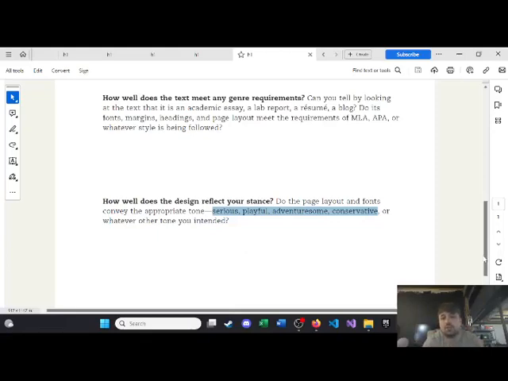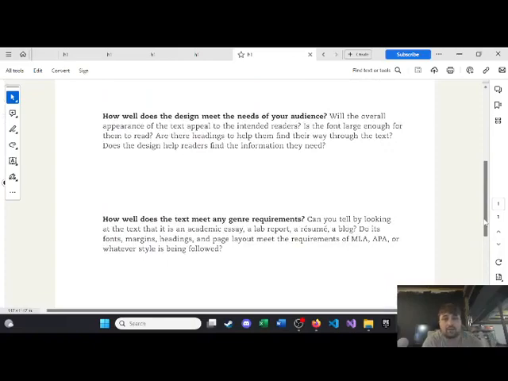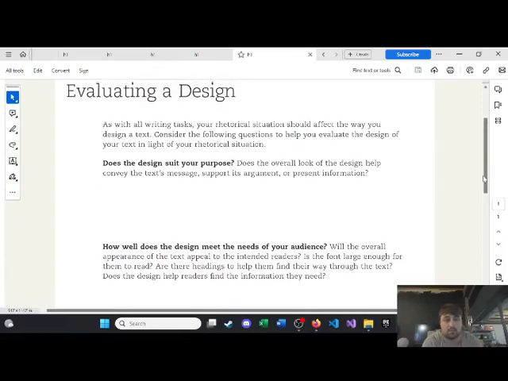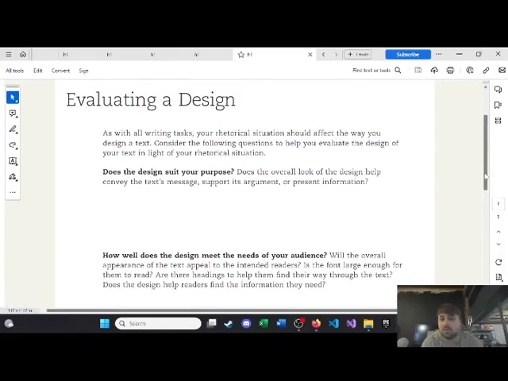So notice all of these we're trying to relate the design of what we made back to the rhetorical situation that we find ourselves in. So with stance, with genre, with the audience, and with the purpose, right? So that's different things you could ask yourself about your design.